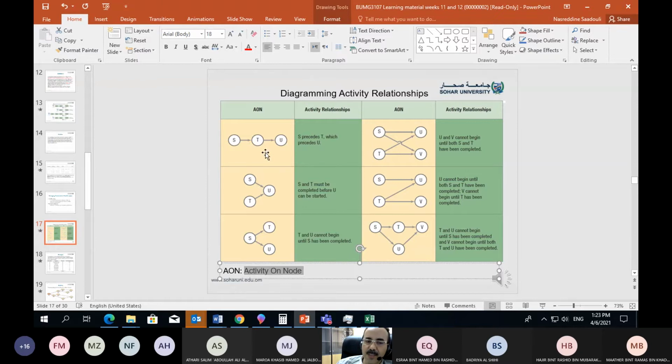So for instance, if I take this one, it means that S must be finished before we can start T. T must be finished before we can start U. In this one, I can only start U when both S and T are complete. This is an assumption: both tasks S and T must be finished before I can start U. Whereas here, as soon as S is finished, I can start T and U. That's what this means, and so on. These others are just follow-ups of these.